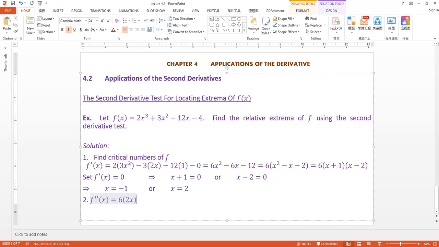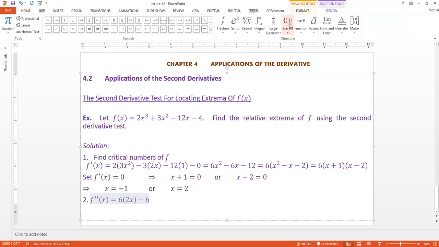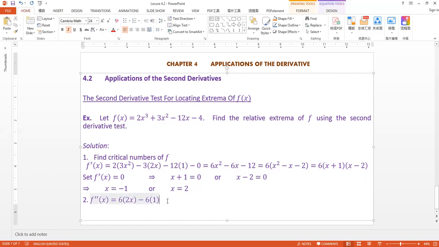And the second term, -6x. If we take the derivative of x, we get 1. So that's -6 times 1. And in the third term, the derivative of 12 is 0, so subtract 0. So then if you simplify the result, you get 12x, so 6 times 2 is 12, and then -6, 6 times 1 is 6. Okay.